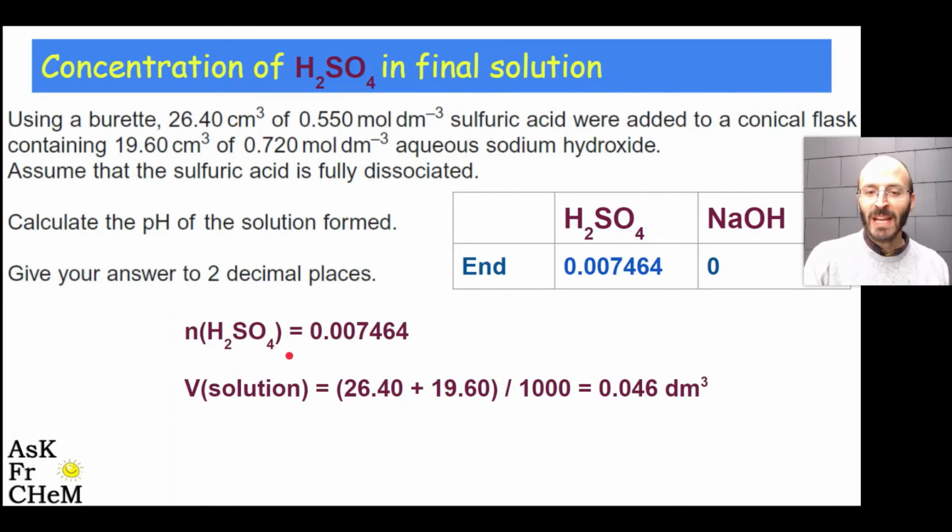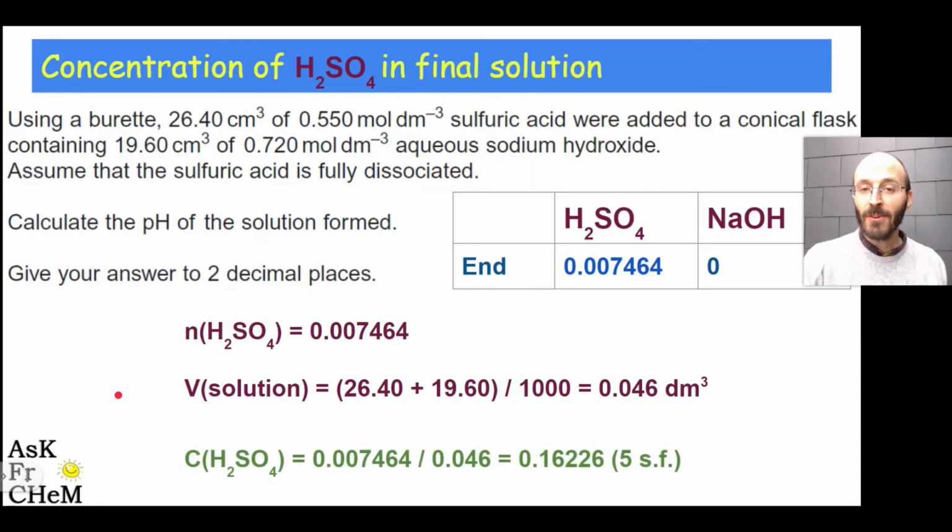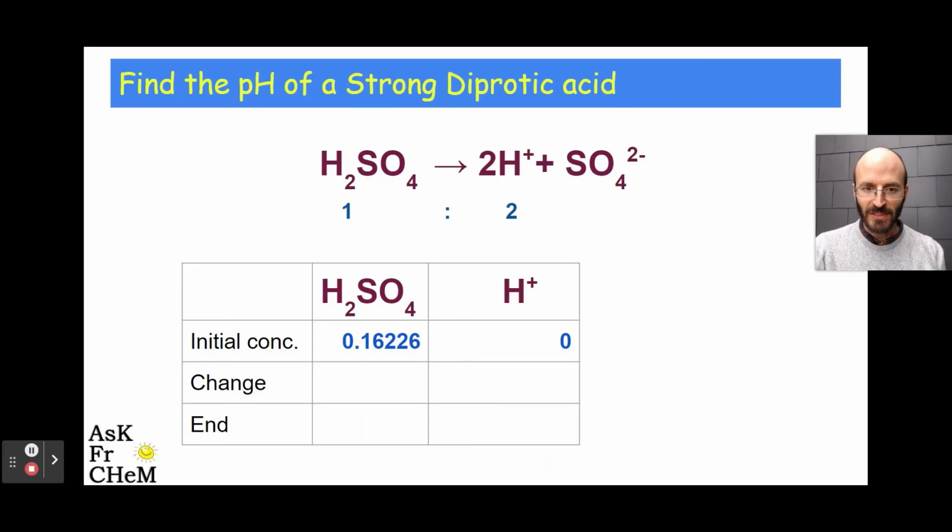These are the moles that we have after the neutralization has happened. That's why we call this partial neutralization. And the total volume is going to be the volume of sulfuric acid plus the volume of sodium hydroxide. And therefore, again, you can calculate the concentration of sulfuric acid in your final solution after the reaction has taken place.